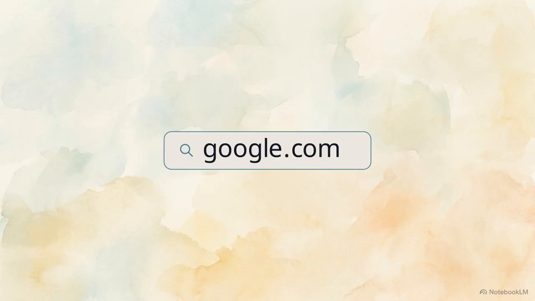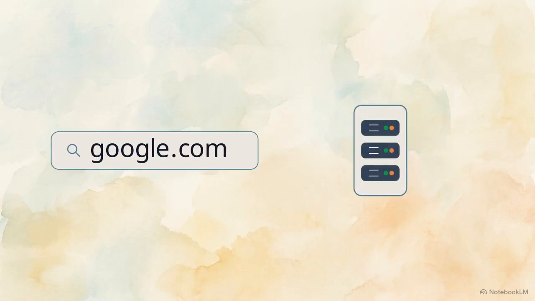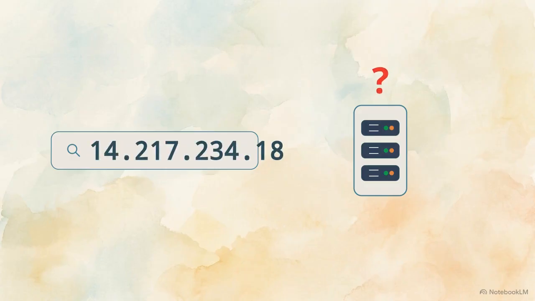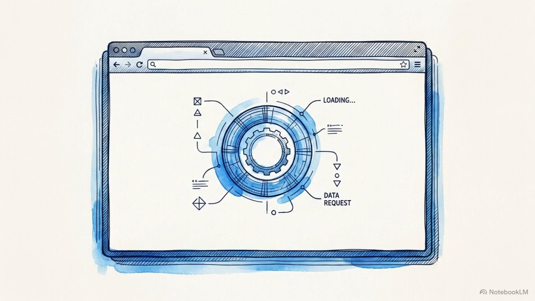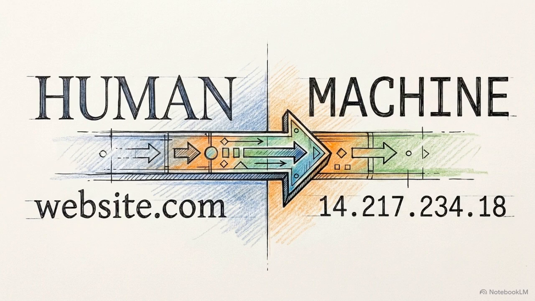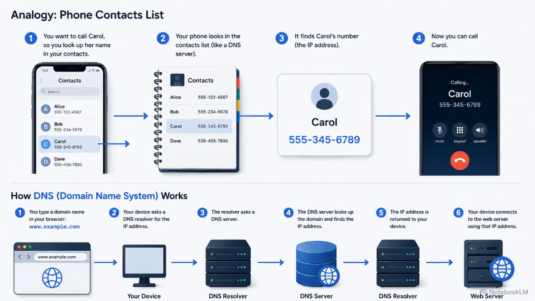But there is an immediate hurdle. Your browser knows the human-friendly name of the website, like google.com. The internet's hardware, however, only knows how to find things using long strings of numbers, called IP addresses. Before your requested page can even begin to load, the network has to translate our human language into those exact machine coordinates. This graphic shows how DNS works like your smartphone's contacts.